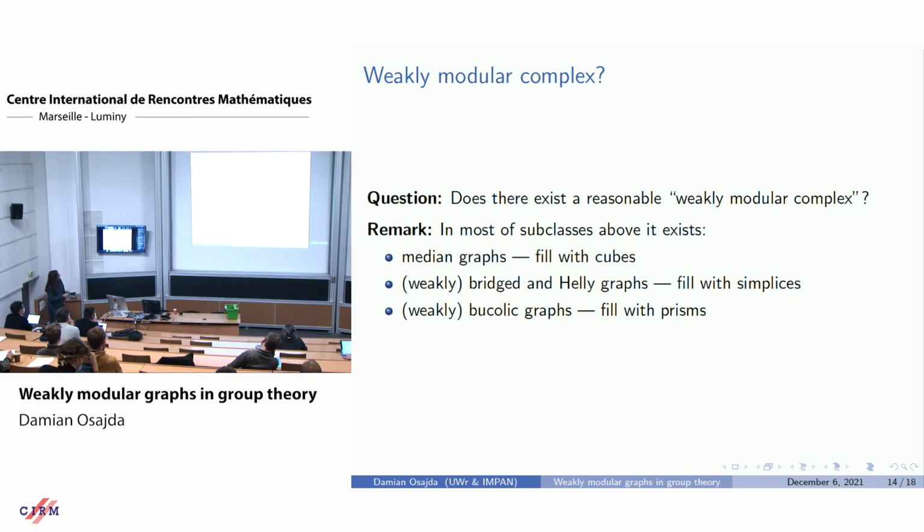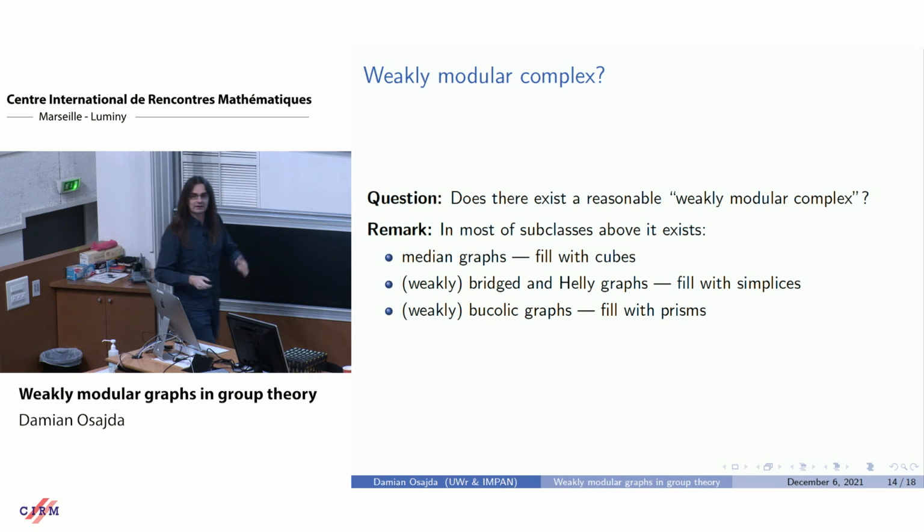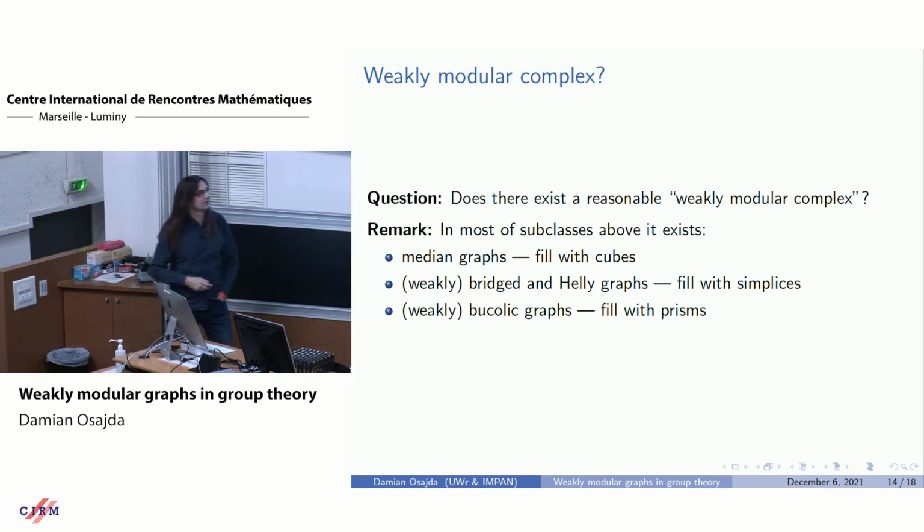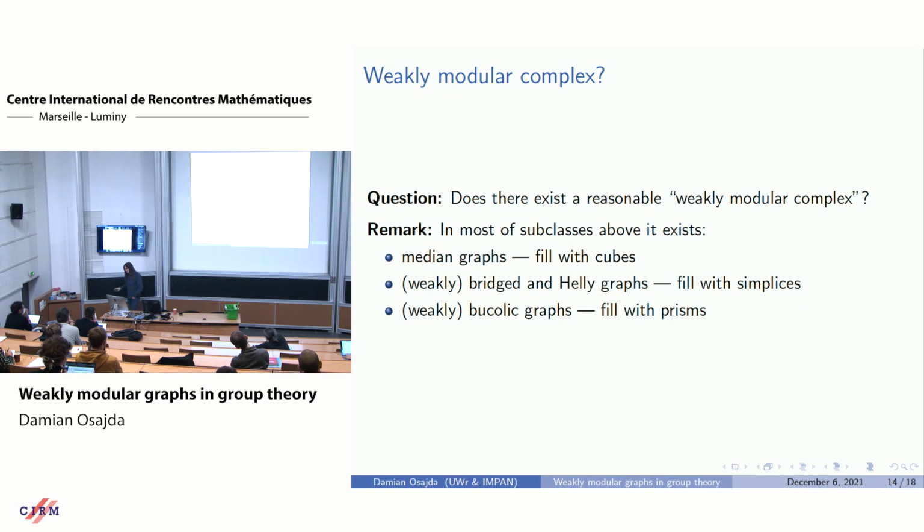So for example, in median graphs, you fill in cubes. Whenever in a median graph you see a one-skeleton of a cube, you add a cube there of appropriate dimension. And after filling all such cubes, your complex becomes contractible. For weakly bridged and Helly graphs, you fill in simplices. Whenever you see a clique, you glue in the appropriate simplex. For bucolic graphs, we fill in prisms. So yeah, the sad fact is that we do not know what to fill in for weakly modular graphs.